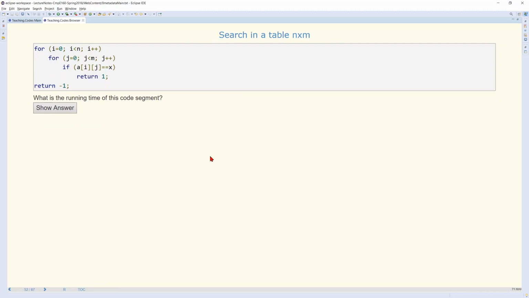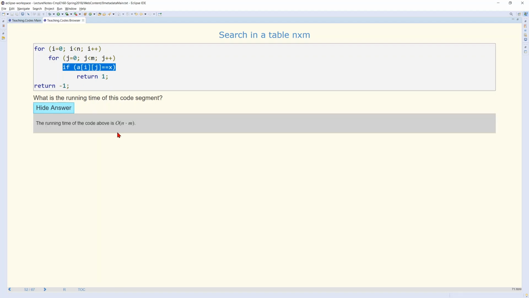Now, if I'm searching in a two-dimensional array of size n times m, the outer loop iterates n times, the inner loop iterates m times, so the if statement here will be executed n times m times. Therefore, the complexity would be O(n times m).